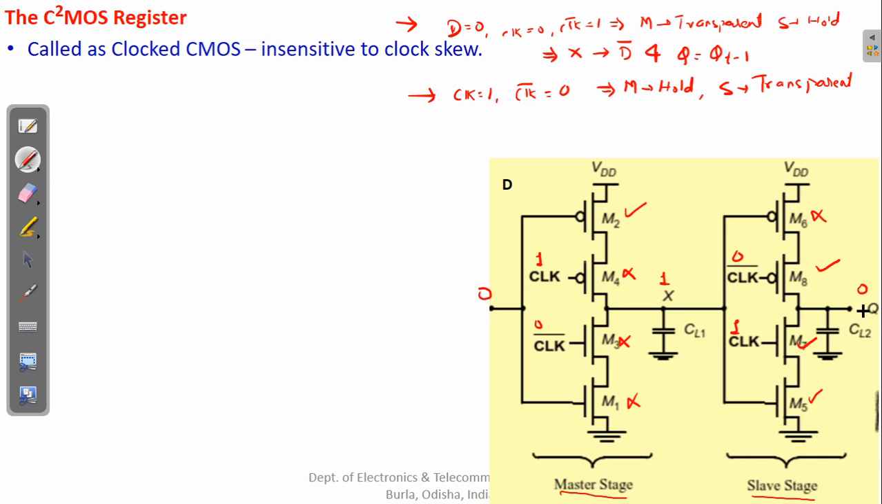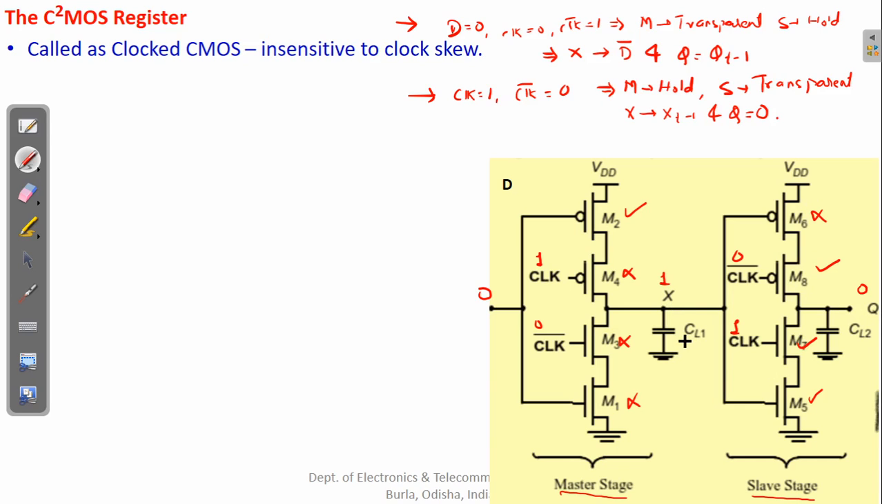It was already 0, so now also it will remain 0. So X will maintain its previous value and Q will become 0. If X was 0 here, that would have made Q 1 via M6 and M8. It would have been connected to VDD. But under this scenario, because this is an inverter, the Q value will be the inverted form of X.